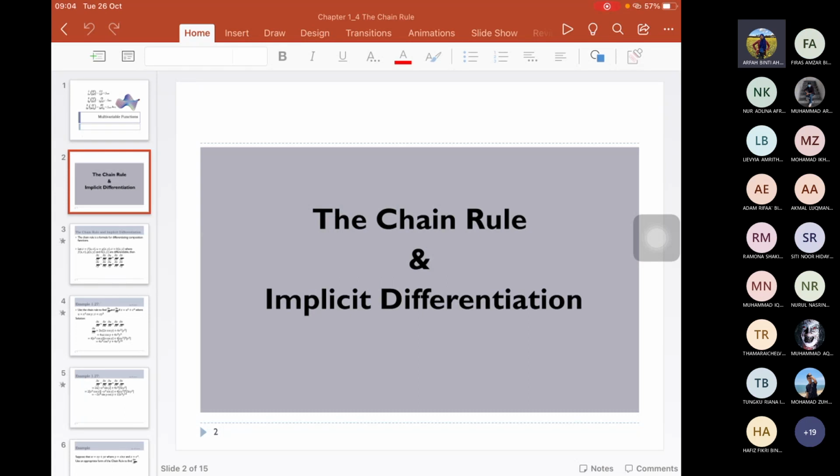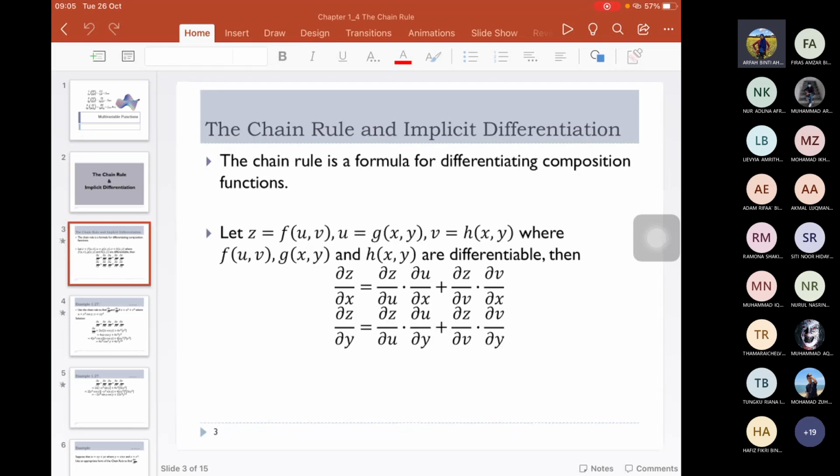Basically, the chain rule and implicit differentiation is a continuation from what you have learned in engineering mathematics 1. So it's just a recap or a review, but in this context you are going to learn about implicit differentiation with more than two variables. Okay, so the chain rule and implicit differentiation.